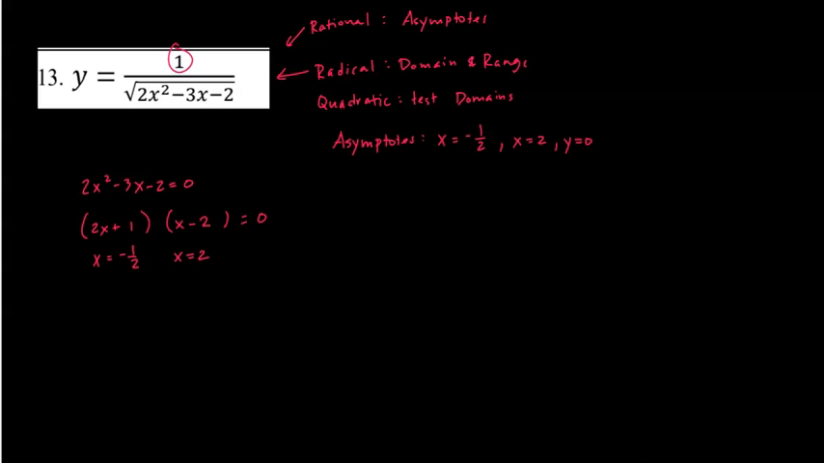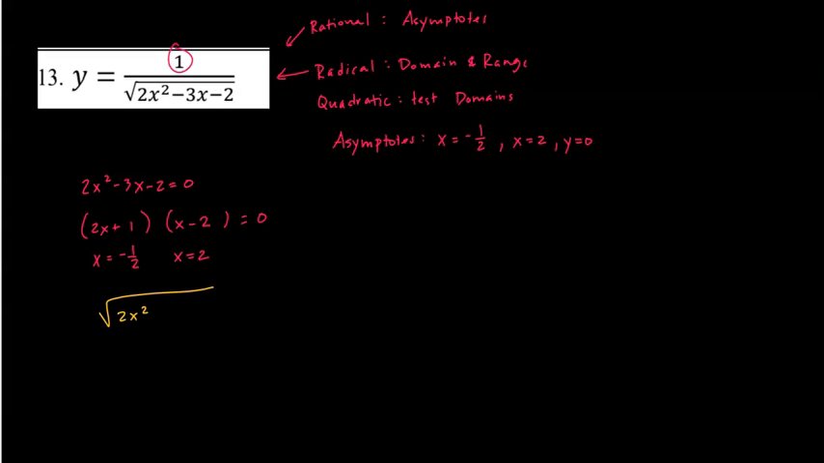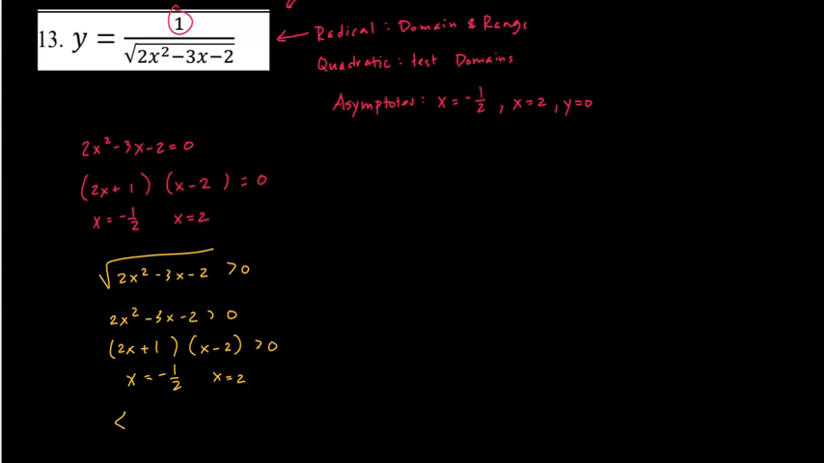Okay, now to define the domain, I have to take the entire radical and set it greater than or equal to 0. But once again, it can't be equal to 0, just greater than 0. So square both sides. We have 2x squared minus 3x minus 2 greater than 0. We've already factored that. So 2x plus 1, x minus 2. So here we have our test points. I made you test these points on a number line. Negative 1/2 and 2.